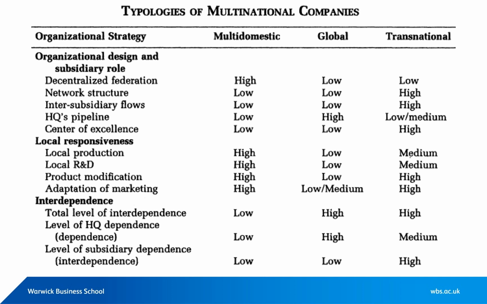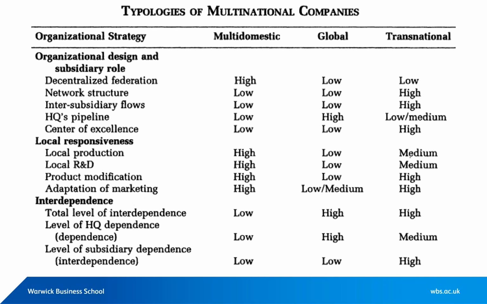Let me explain it with the example of local responsiveness. So it has four elements: local production, local R&D, product modification, and adaptation of marketing efforts. As you can see, firms following multi-domestic strategy score high on each dimension. That is, they tend to localize production, conduct local R&D, modify products, and adapt their marketing efforts to suit the local demand conditions. Firms following global strategy, on the other hand, score low on each element.